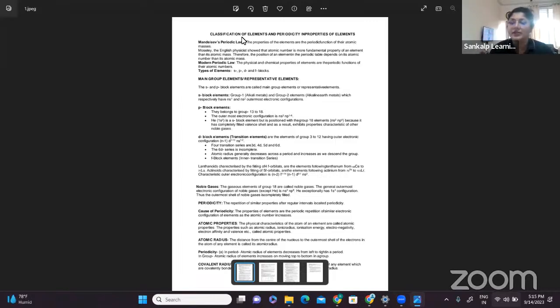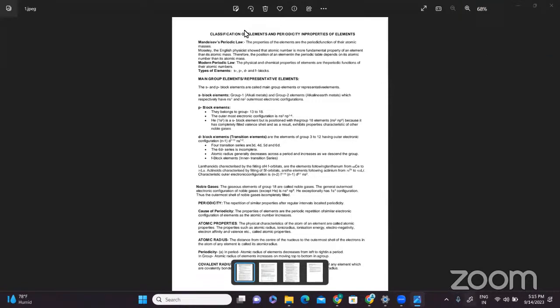When you arrange the elements in increasing order of atomic masses, the elements having similar characteristics were present in vertical rows, and these rows are called groups. Vertical rows are called groups, and horizontal rows were called periods. These were the terms used in the time of Mendeleev.